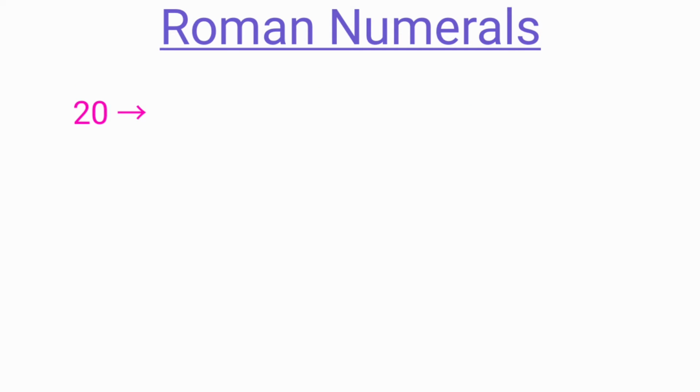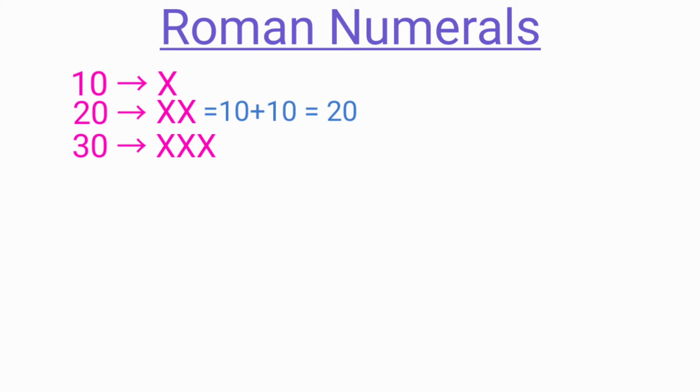How can we write number 20? As we know, to write 10, we have symbol X. To write 20, we will write 2 times X. The value of X is 10 and 2 times X is 10 plus 10, that is 20. Now, to write 30, we will write 3 times X. Again, the value of X is 10 and 3 times X equals 3 times 10, that is 30.